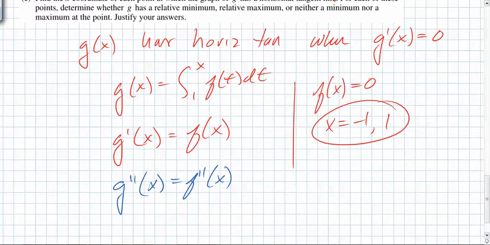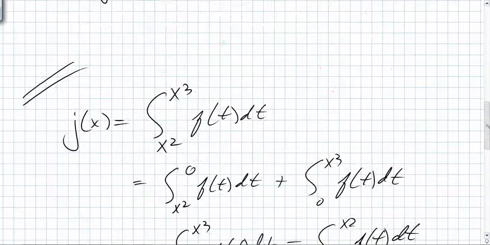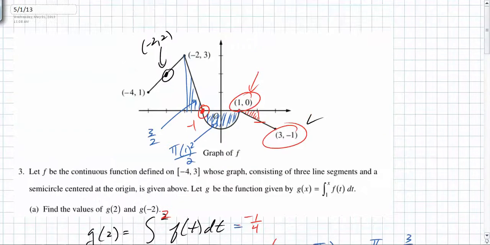So f prime, thank you. Just f prime of x. So these are the values where we think there's a relative min, max, or neither, right? So what do we need to check? Just g double prime of 1, which is f prime of 1. What is f prime of 1? Look at your graph. What's f prime of 1?